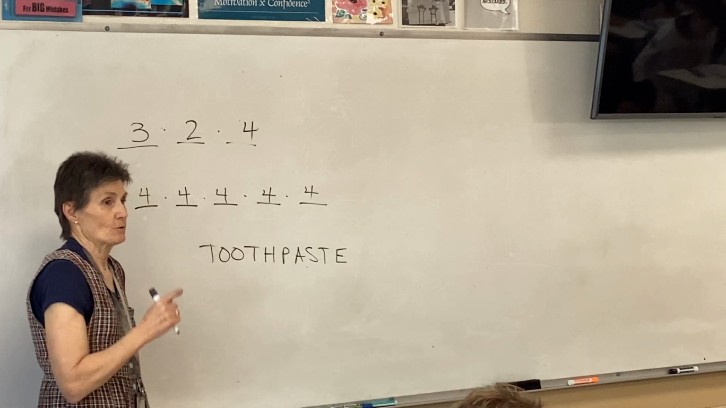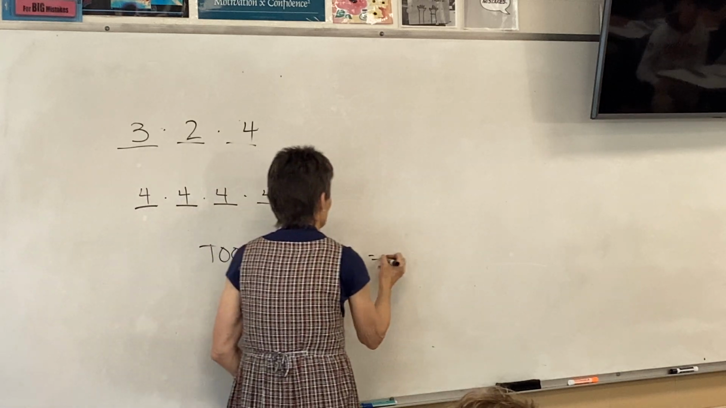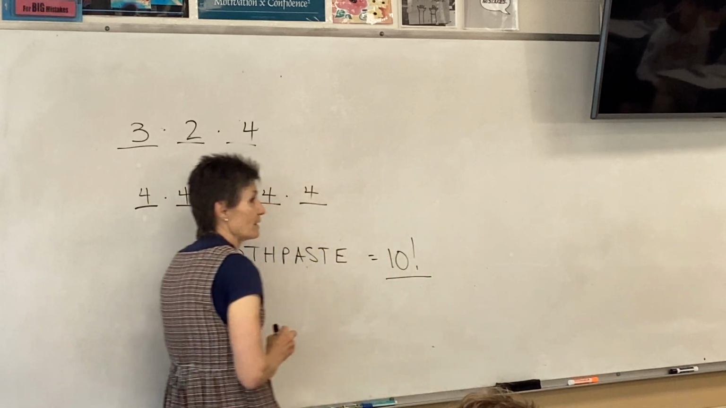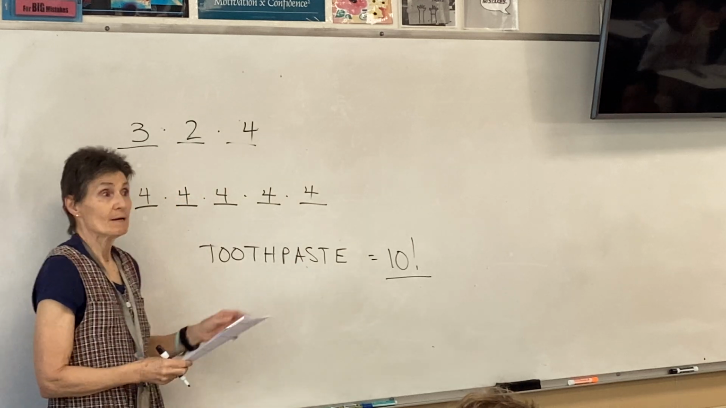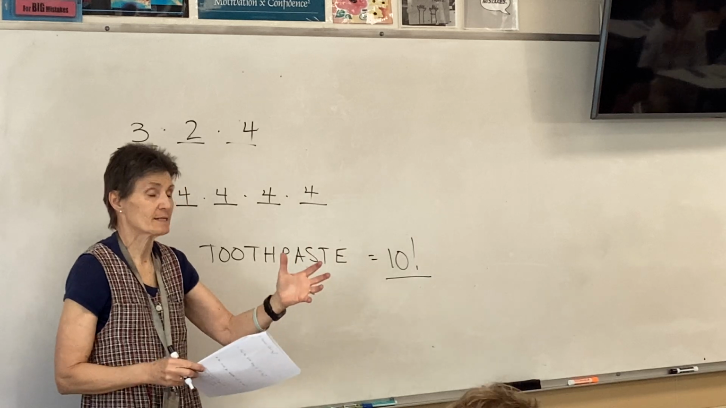What do we do first? Step 1. Count them up. There are 10 of them. So we start with 10 factorial. If all the letters are different, then we're done. 10 factorial is the answer.